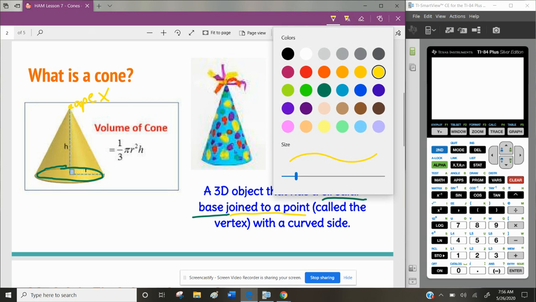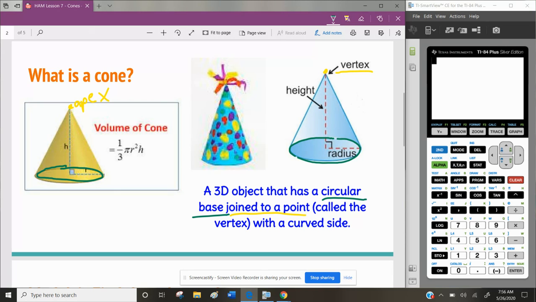Right, so what are things that are modeled by a cone? Party hat, a traffic cone, ice cream cone, megaphone, if they even use those anymore. Anything that has a circular base and then meets at a common point connecting to that circular base.